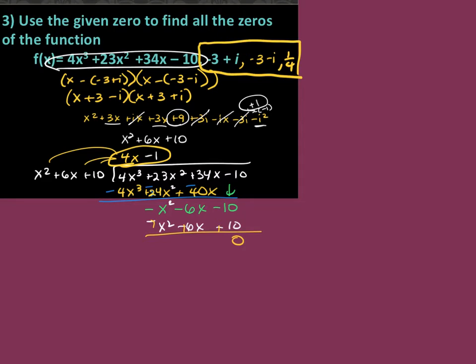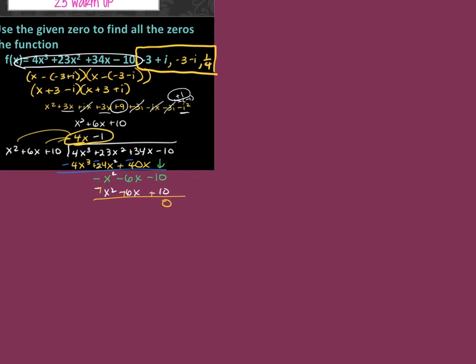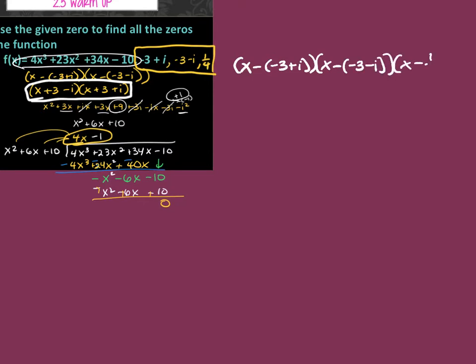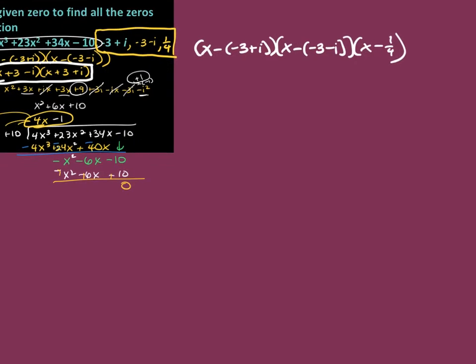The other thing it could ask for is a product of linear factors. So keep that in mind, right? If I did a product of linear factors, it would be x minus the negative 3 plus i, x minus the negative 3 minus i, and x minus 1/4. Then it becomes x plus 3 minus i, x plus 3 plus i, and this 4 has to go in front of the x for x minus 1.